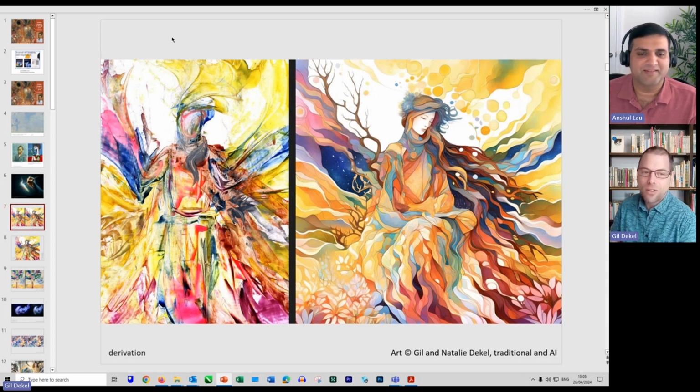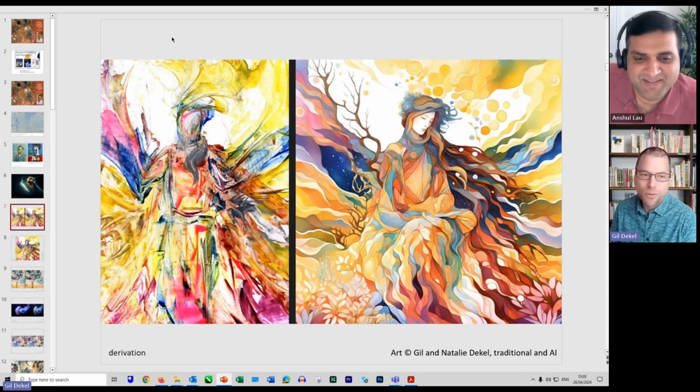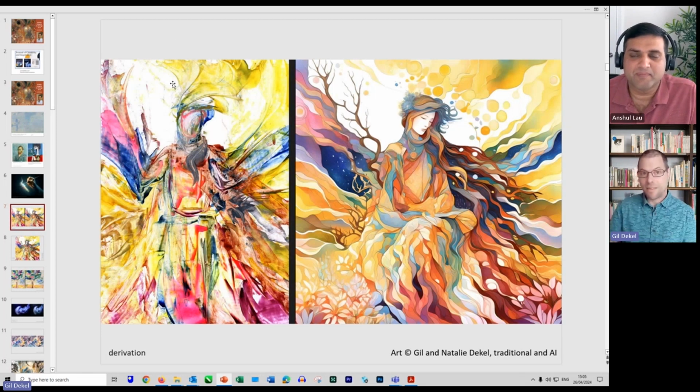It is an encaustic wax painting created by my wife. She's making this incredible stuff. So my wife, Natalie Dekel, encaustic wax here on the left, which I scanned.